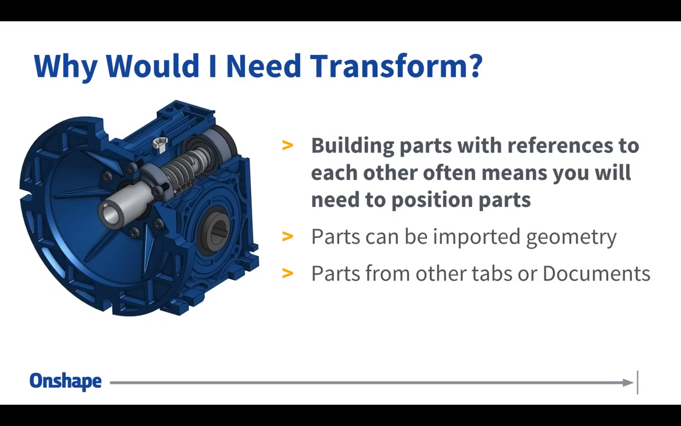So I think the most common example I can give you for using the transform command is positioning parts so that you can model your geometry around them. Building parts is often referred to as a top-down modeling approach. Okay, so again, building parts with references to each other means you'll need to position them in the correct place before you can do that. Now, as I mentioned, they can be imported geometry, so you can bring in data from other CAD systems and position it in a part studio and model around it, or it can be parts from other tabs in your document or whole other documents. So you can insert other parts within the document as well. So these are just a few examples where I think transform really makes a big difference.